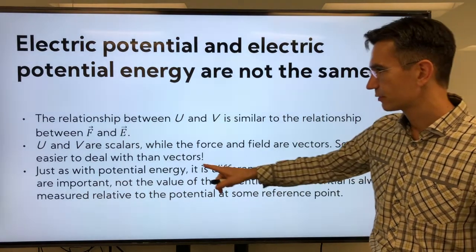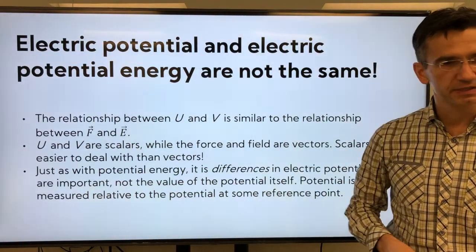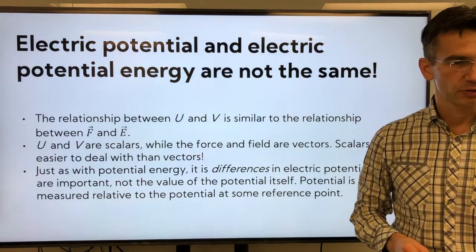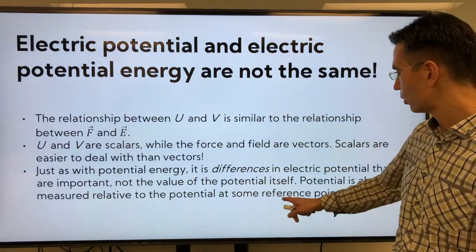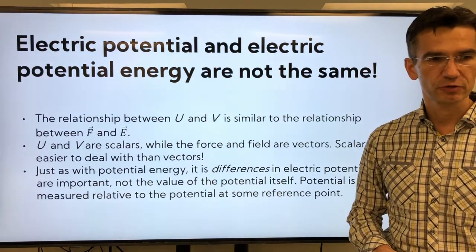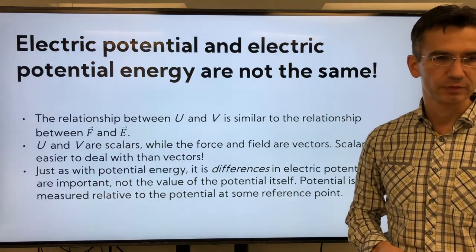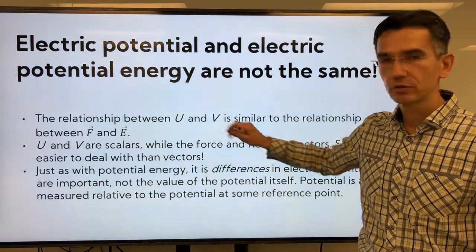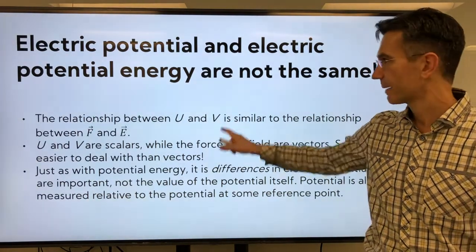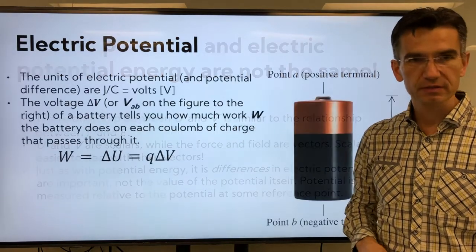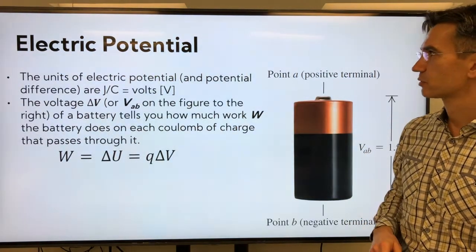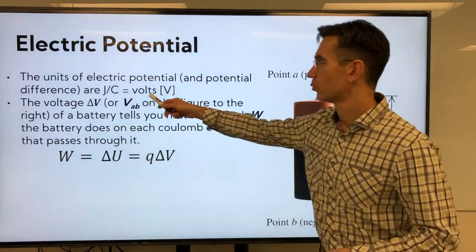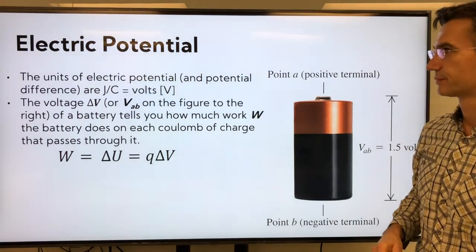And just as we have with potential energy, it is the differences in electric potential that are important as opposed to the value of the electric potential itself. And we always, as a result, measure the electric potential relative to some reference point. So we denote the electric potential with capital V. The units for measuring electric potential are volts, also shown by capital V. And 1 volt is 1 joule per coulomb.